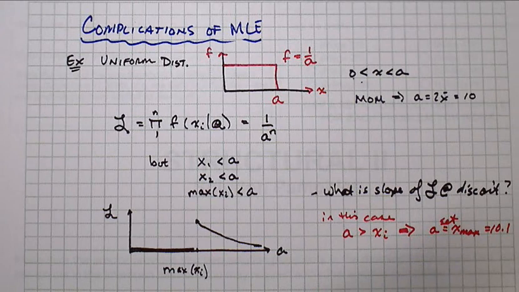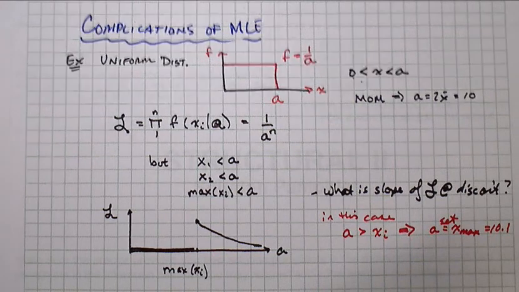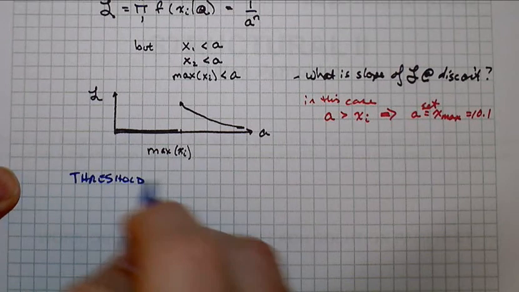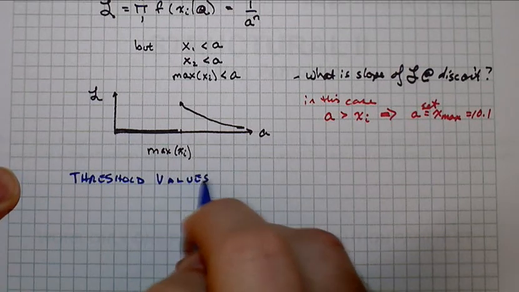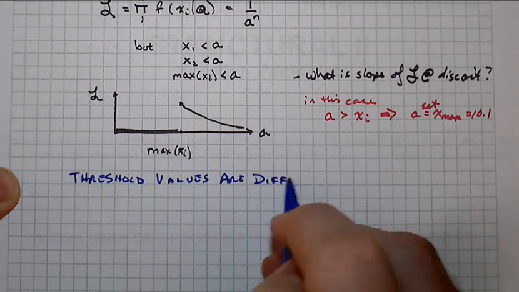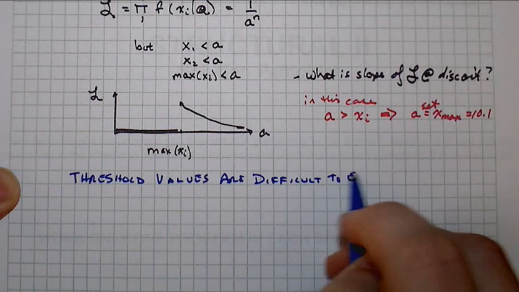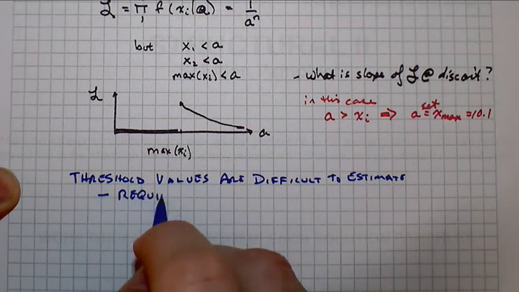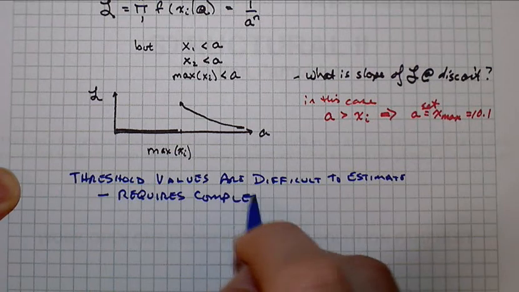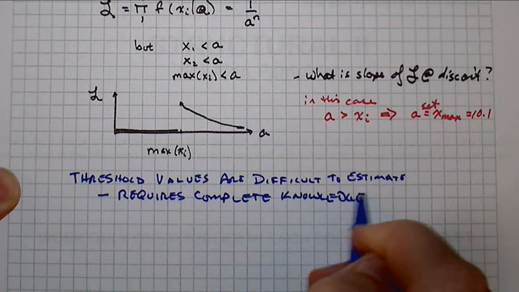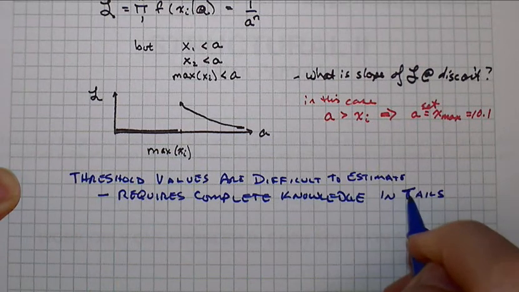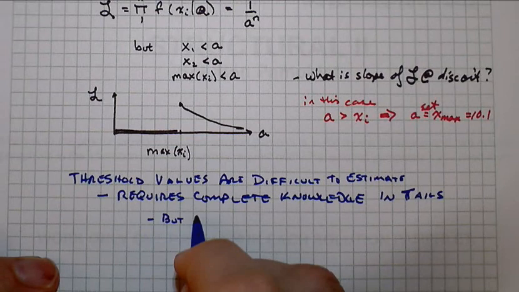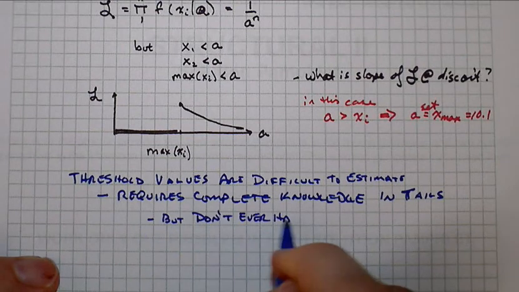And it just emphasizes that these threshold values are difficult to estimate. Right, it requires, in essence, complete knowledge in the tails. That we have to have lots and lots of data out there in the tails, but we don't really ever have complete knowledge out there.